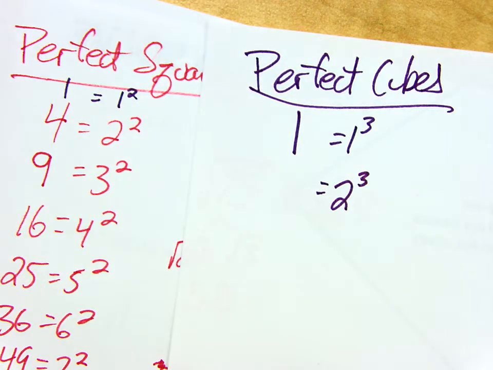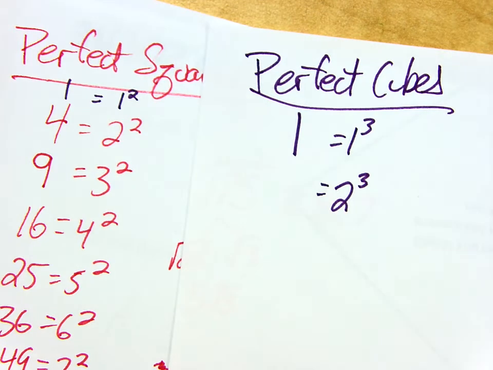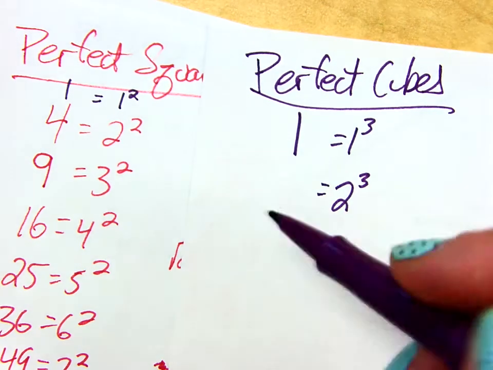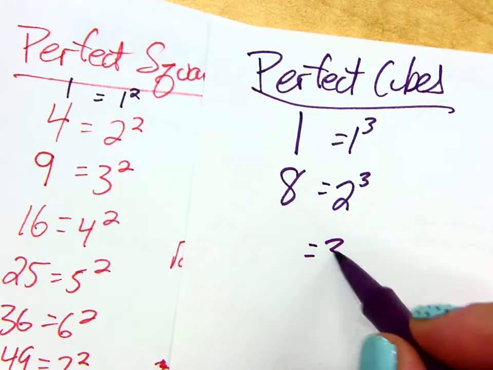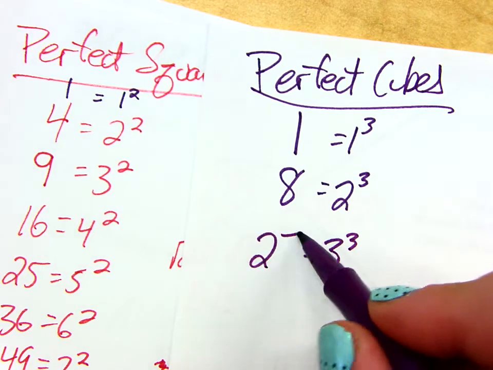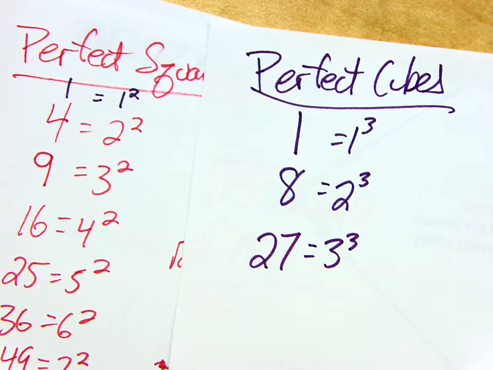2 cubed is 8. It's not 6. If I wanted you to do 2 times 3, I would just write 2 times 3. 2 to the 3rd power means 2 times 2 times 2, which is 8. So 8 is my next perfect cube. And then 3 cubed, 27. So you'll notice we're getting pretty big pretty quickly.